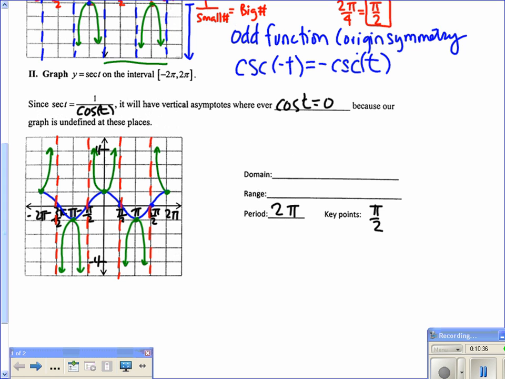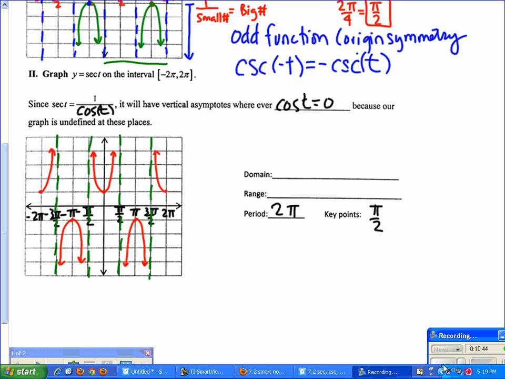So then the next thing I'm going to do is erase that blue graph where I drew cosine, because that's not really a part of my secant graph. So I'm going to pause it and do that while you guys do that. So now that we've erased our cosine graph, this is what the parent graph for secant looks like.